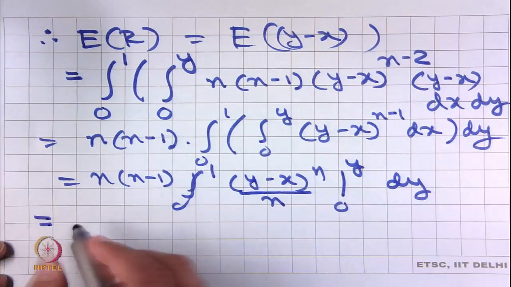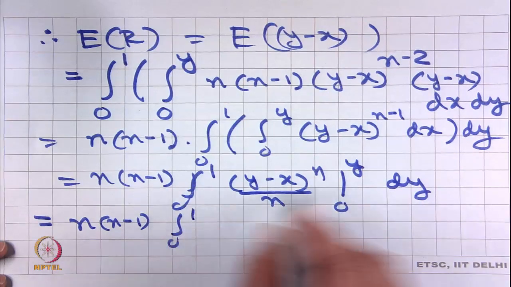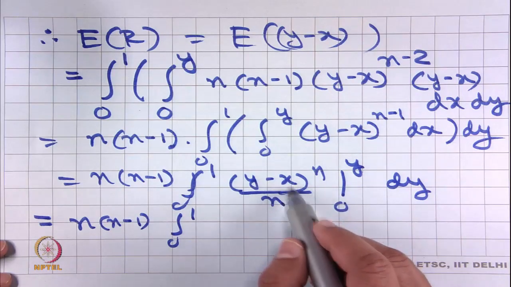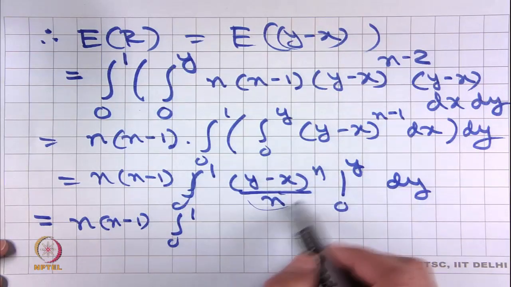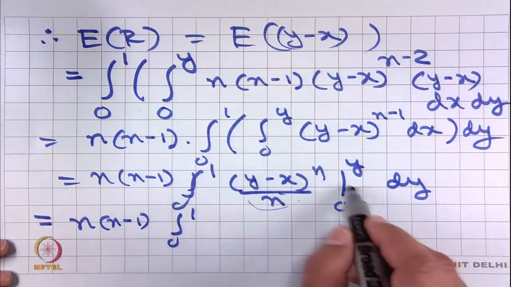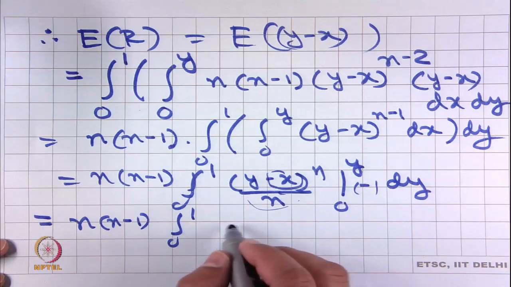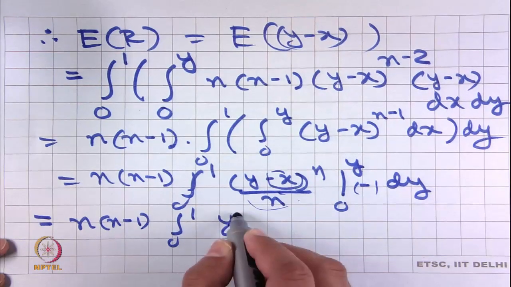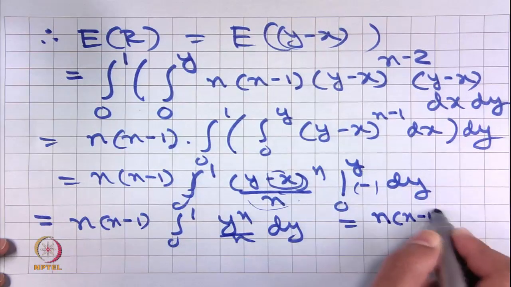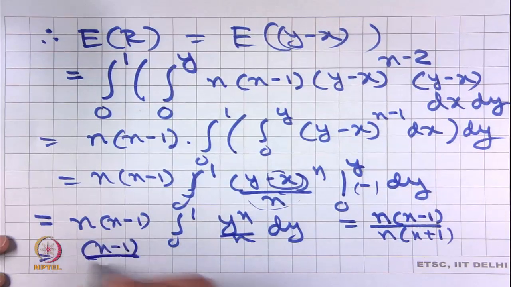dy is equal to n into n minus 1, integration 0 to 1. Now, if I put x is equal to y, this becomes 0. If I put x is equal to 0, it becomes y to the power n, but since it is minus x, there should have been a negative sign, and then that will make it positive. So, what will be remaining is y to the power n upon n dy is equal to n into n minus 1 upon n into n plus 1 is equal to n minus 1 upon n plus 1.